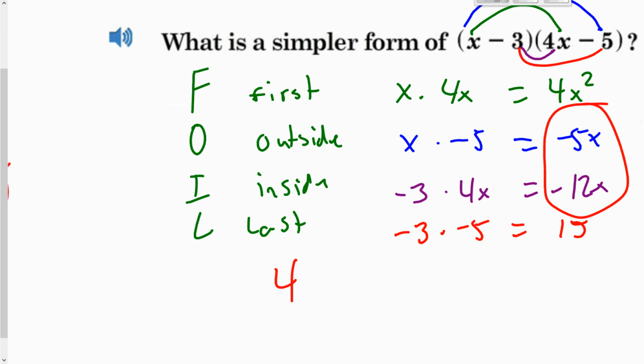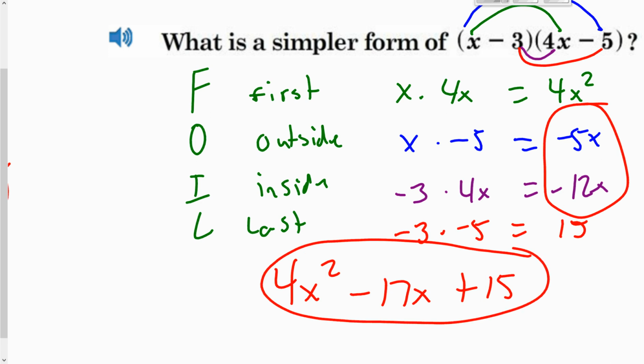So we get a 4x squared minus $5, and I borrow 12 more. So I owe $17, and then a positive 15, so I need to put a plus sign. So there's using the distributive property, or using FOIL. It's basically double distribute. Take x, distribute it to both that second binomial, and then take negative 3 and distribute that to both. So it's a double distribution there.